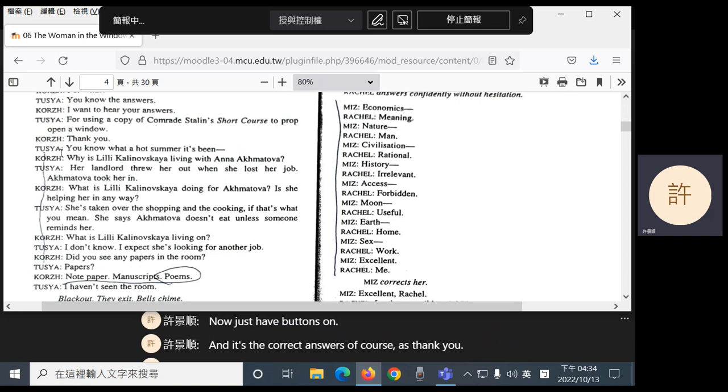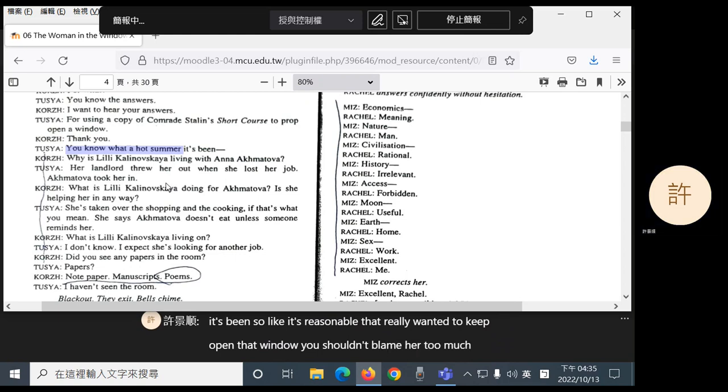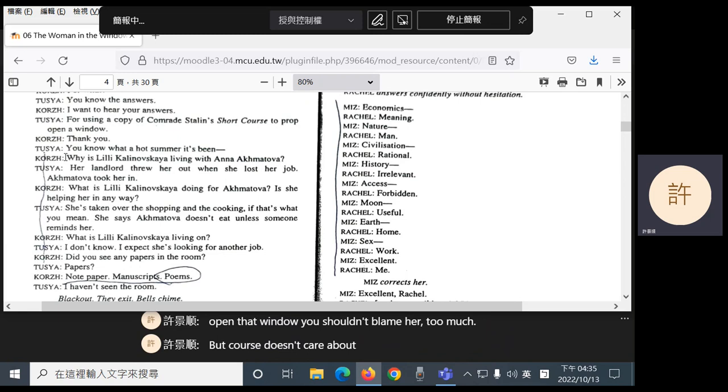Now at this point, Tasya tries to win some sympathy for Lily. You know what a hot summer it's been. So like, it's reasonable that Lily wanted to keep open that window. You shouldn't blame her too much. But Kors doesn't care about Lily. He cares about Tasya. So he keeps asking questions.